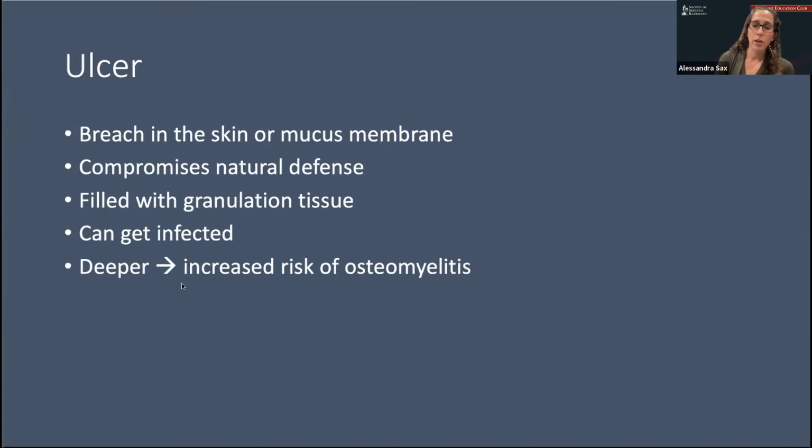So our ulcer is how our diabetics usually get infected. That's a breach in the skin. Our skin acts as a normal barrier against bacteria. So once you have an ulcer, bacteria is able to get in and cause an infection. And then when it reaches the bone, that's when we get the osteomyelitis.